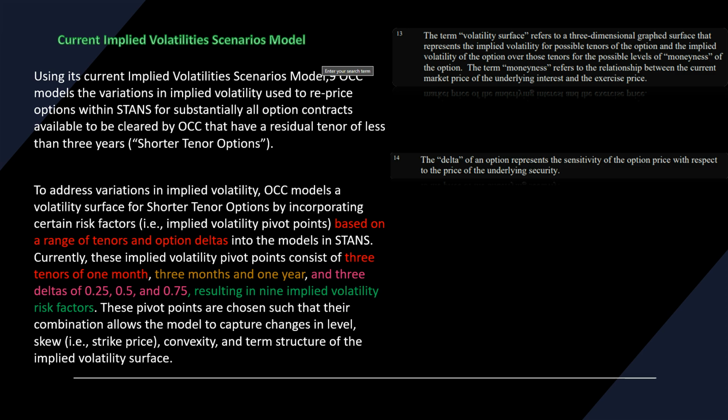Remember, we just went over moneyness the other day. Moneyness means you're in the money, at the money, and out of the money. Those are your three types of moneyness. I guess they go ahead and explain it here to you.